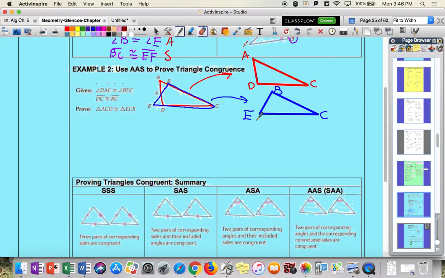All right, we're going to show that those 2 triangles are congruent, and just like before, we're going to start with our congruence statements, our givens, and let's do this one in a flowchart format. So angle DAC is congruent to angle BEC. That's a given. So I'm going to mark that in the diagram now.